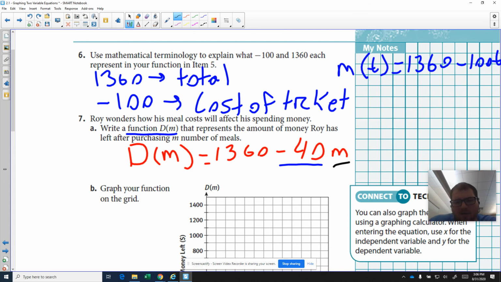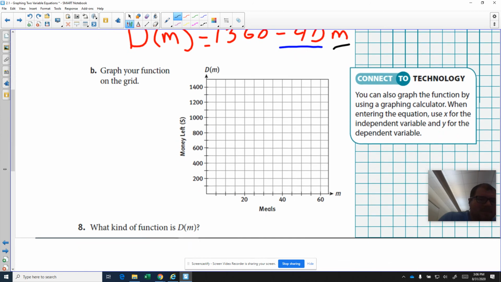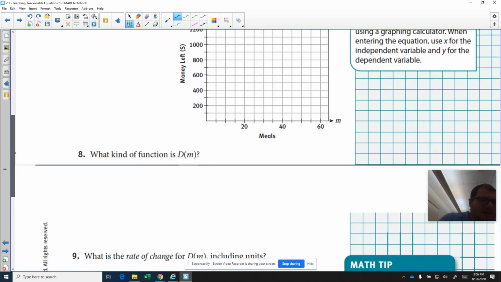With that being said, I can create an equation based off of both of these, right? 1360 is our total. If I'm dealing with tickets, I'm subtracting 100 each time. If I'm dealing with meals now, I'm going to subtract 40 each time. We can go ahead and skip letter B here. We already did a graph like that.